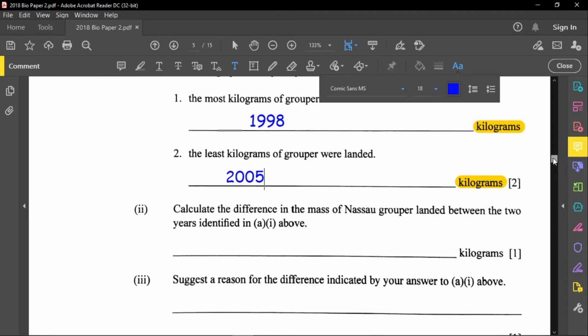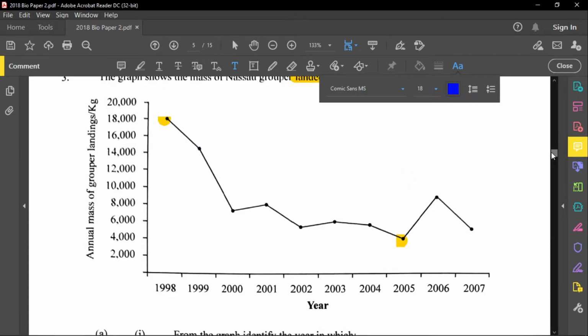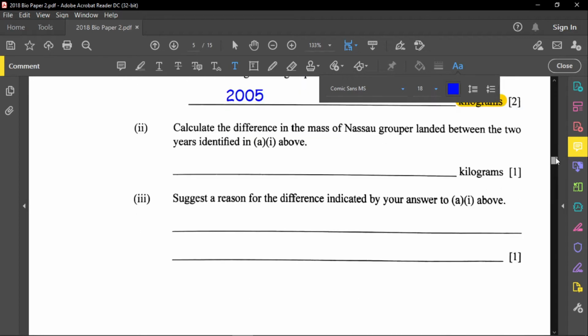And so the 2 years that we're talking about here, again, 1998 and 2005. Here is 18,000 and here is 4,000. So the difference between those two, just put that in our answer. It's going to be 18,000 minus 4,000. All right, and that will give us 14,000. All right, so 14,000 kilograms. All right, so now let's go to the next question.